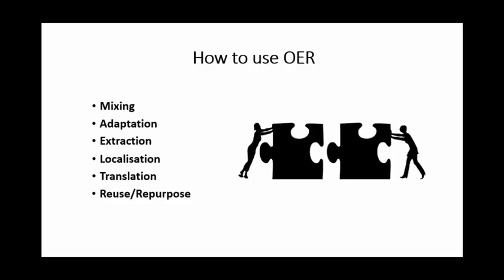The second method is adaptation. This means changing the context of an OER to match it to the context of your course. Adapting material to your course is often less time-consuming than building it yourself, which may also be impractical.